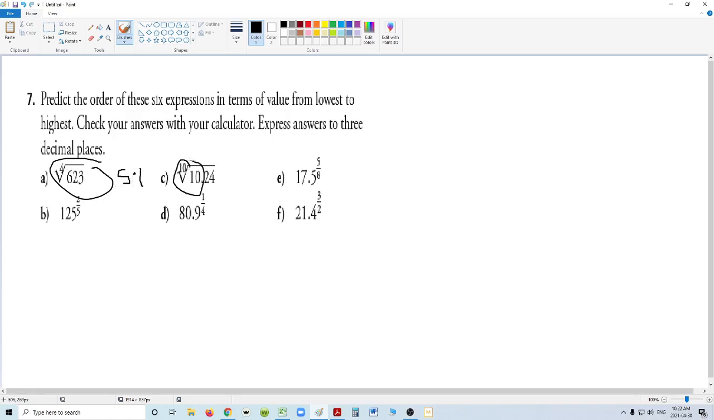The 10th root of 10: what number times itself 10 times will be equal to 10? Like 1.1. The 8th root of that is around 2. 2 to the 5 is around 32. The 5th root of that: a number times itself 5 times. Around 3 squared, around 9, I'm going to guess.